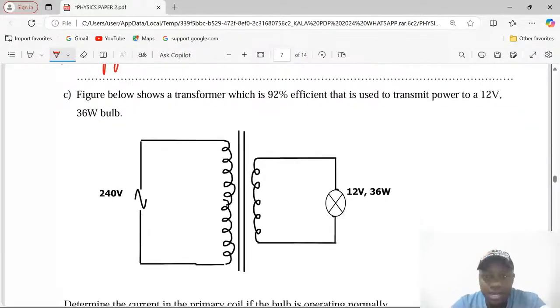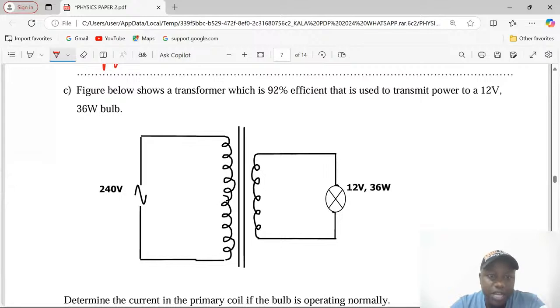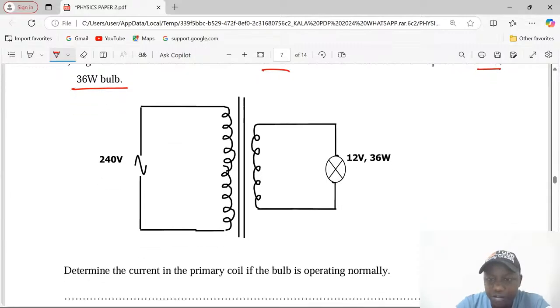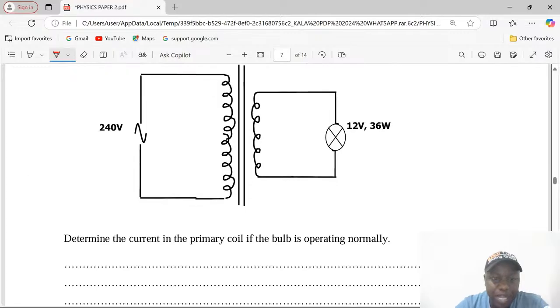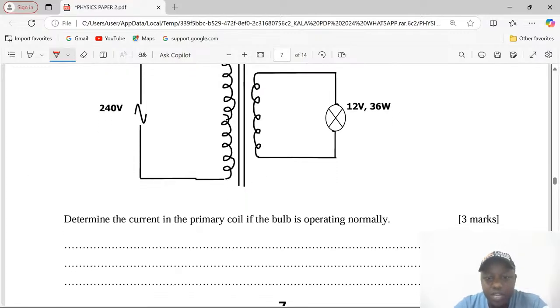Another good question about transformers. The figure below shows a transformer which is 92% efficient. That is used to transmit power to a 12-volt, 36-watt bulb. Determine the current in the primary coil if the bulb is operating normally.